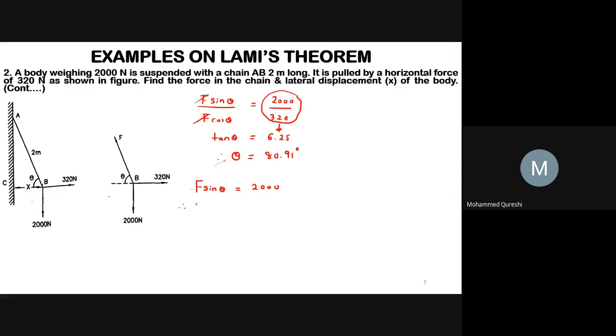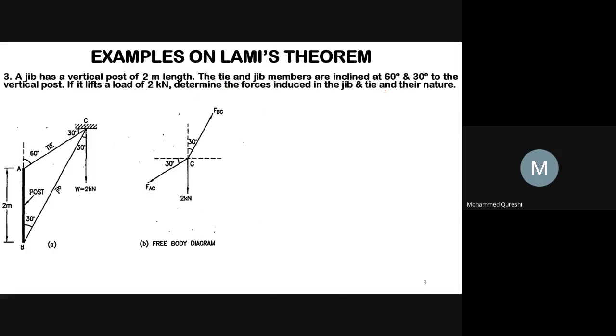Now, putting this value of theta in any of the above equations, you will get the force F. So I will put in F sine theta, theta is 80.91, equals 2000. So you will get the value of F as 2025.43 Newton. So 2025.43 Newton force is there in the chain. Now we have to find the lateral displacement x of the body.